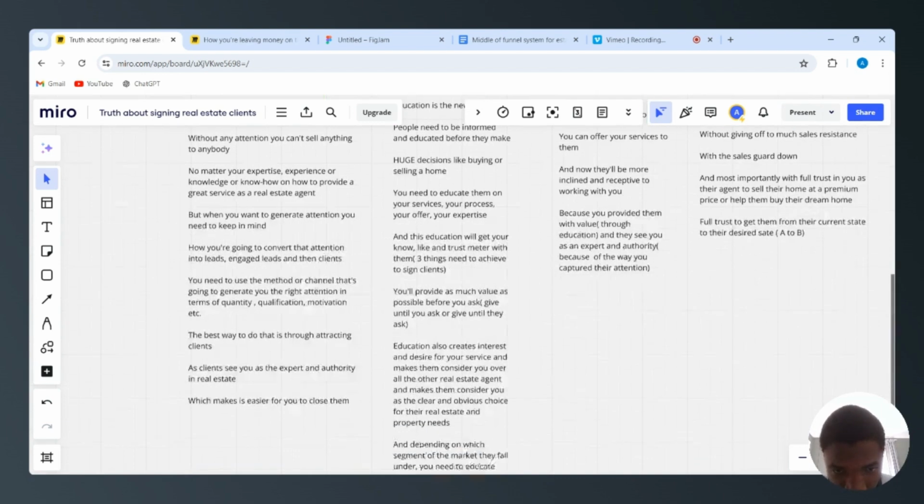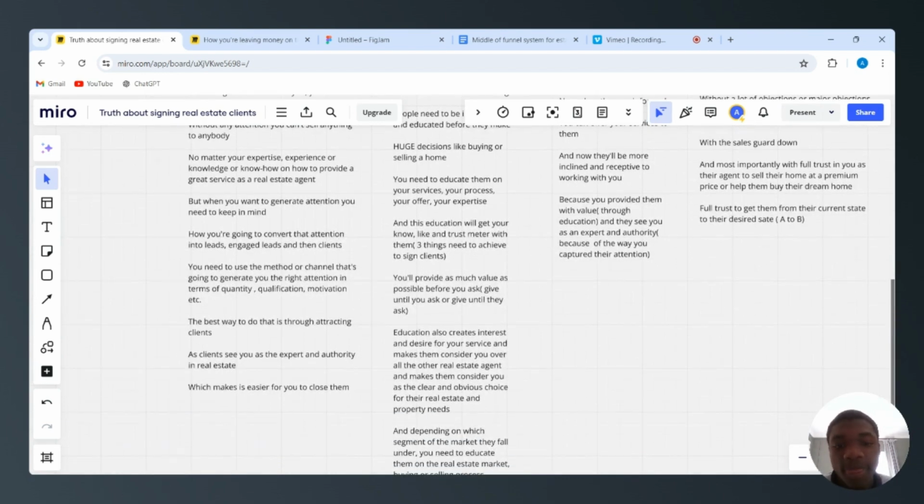So education also creates interest and desire for your service, and makes them consider you over all the other real estate agents, and consider you as a clear and obvious choice for their real estate and property needs.